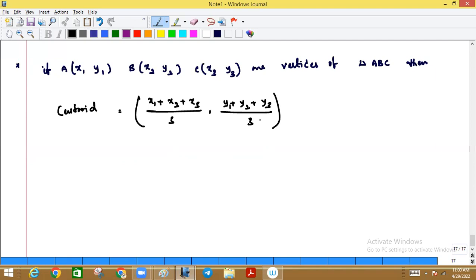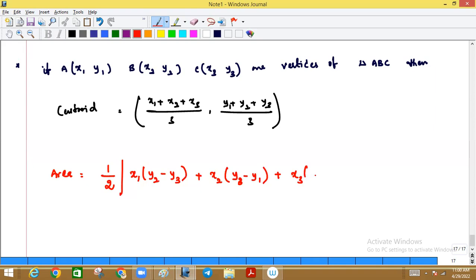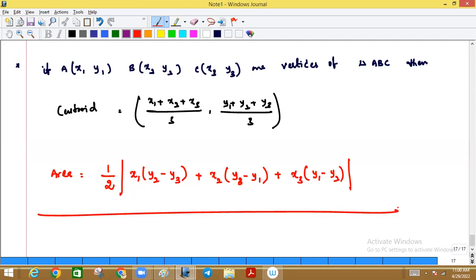This is when three vertices of a triangle are given. This is how we find out the centroid. And the area of the triangle is equal to half into, it is in cyclic manner, you have to remember, x1 into (y2 minus y3). In place of x1, now x2 comes, it is x2 into (y3 minus y1), plus x3 into (y1 minus y2). This is the area of a triangle when three vertices of a triangle are given on a coordinate plane.